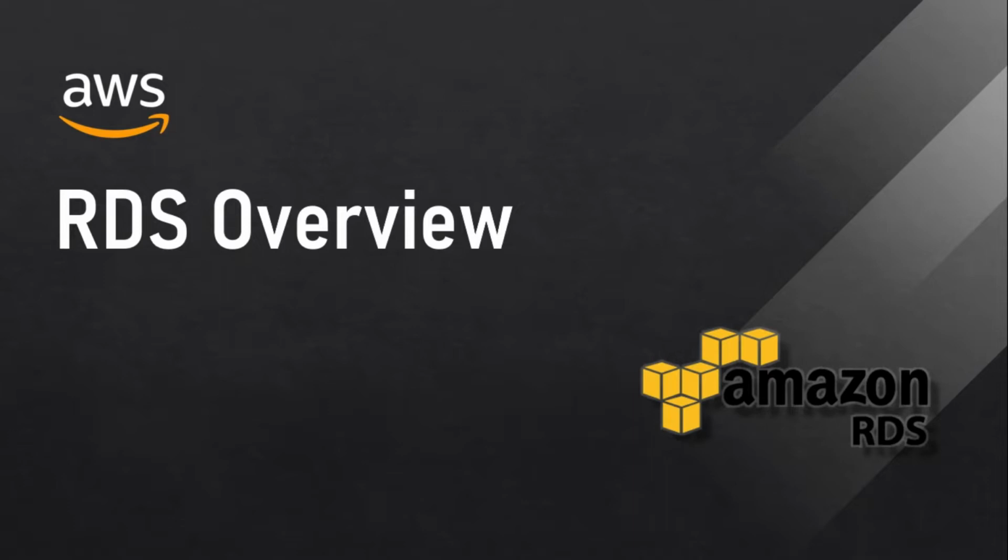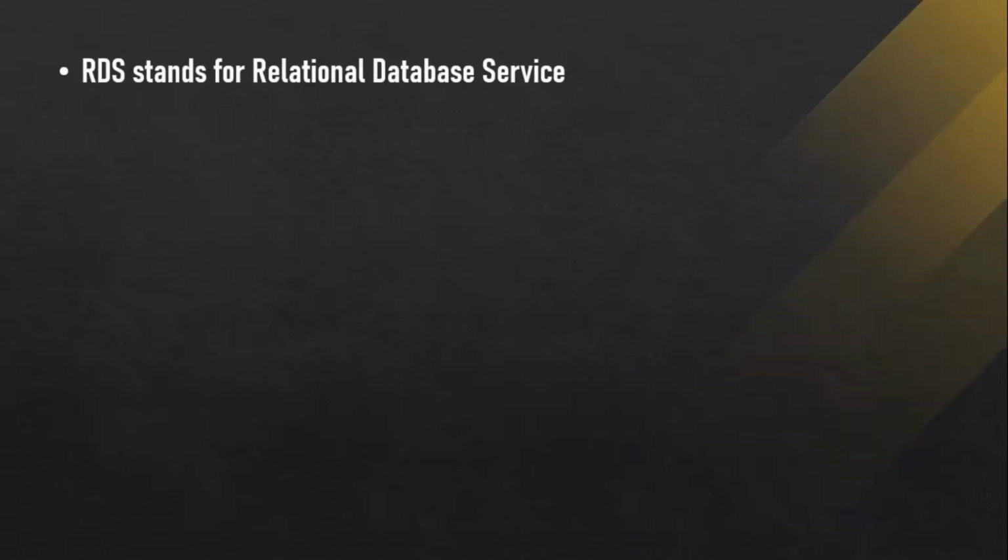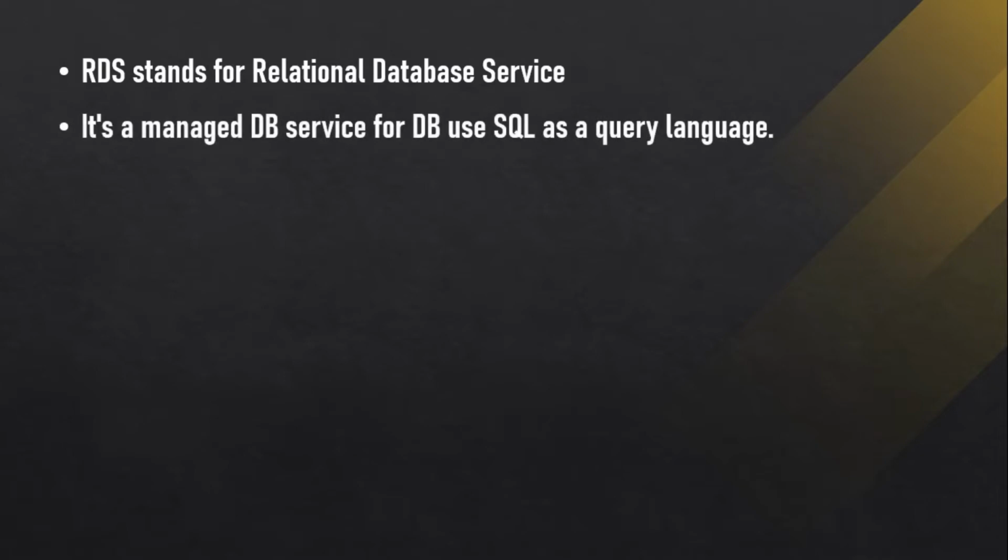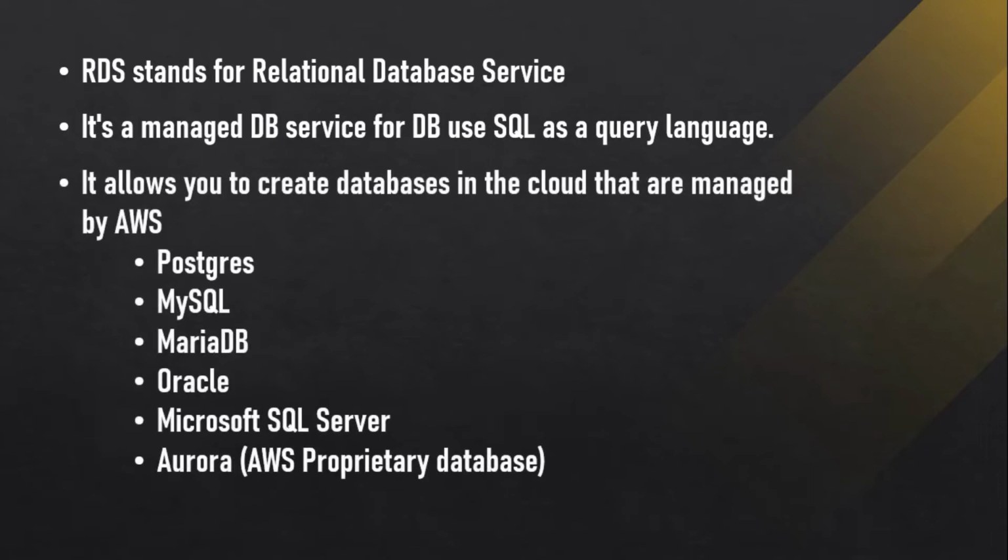So, let's get started with an overview of AWS RDS. RDS stands for Relational Database Service. What it means is that it's a managed database service for databases that use SQL as a query language. SQL is a structured language to query a database. It's very well adapted, and it's running on many engines. So, the RDS service allows you to create databases in the cloud, and these databases will be managed by AWS, and you get a lot of benefits from it.